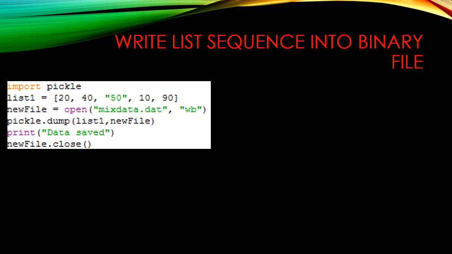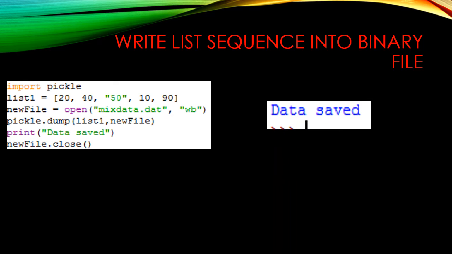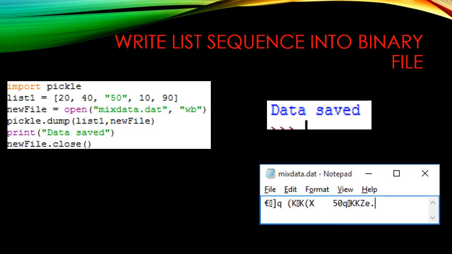See the example of how we are going to write the list. First the pickle module is imported, and consider list one, which has different types of data, integers mixed with strings. We are going to write this into the file mixeddata.dat using the method pickle dot dump of that sequence object, comma, the file object name, new file. Then we print that the data is saved, so this message comes like that.